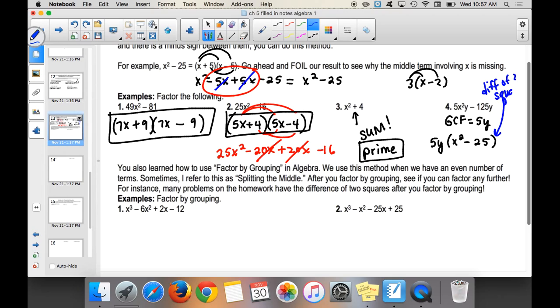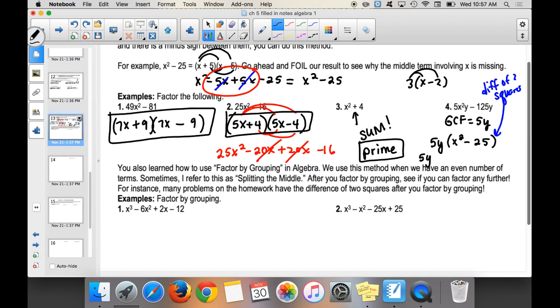So just like with numbers, sometimes you try to factor it and you're like, oh, but now this number goes further, right? This goes further. So we continue to factor it. Okay, so the 5y stays out front. And how does x squared minus 25 factor? Who's got this down? Who has it?